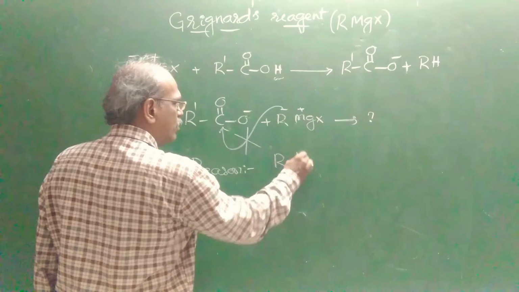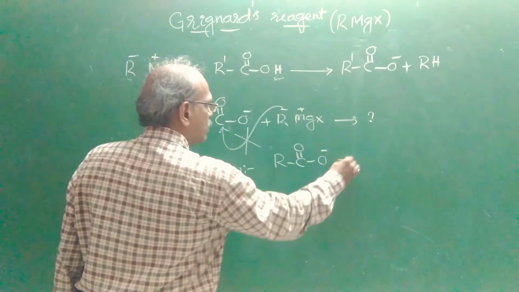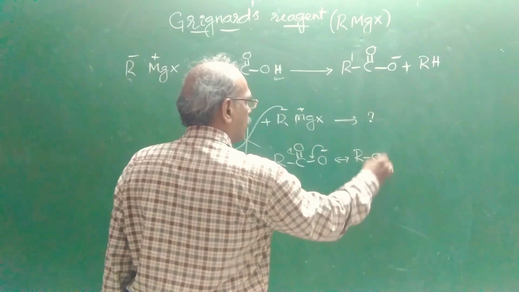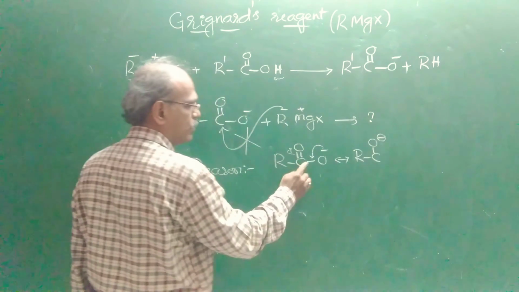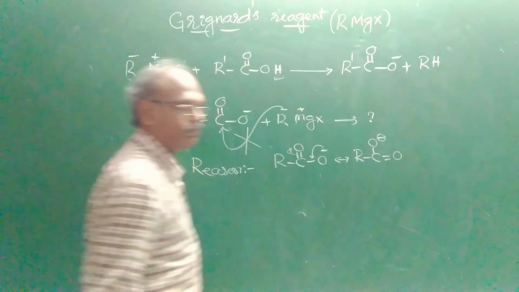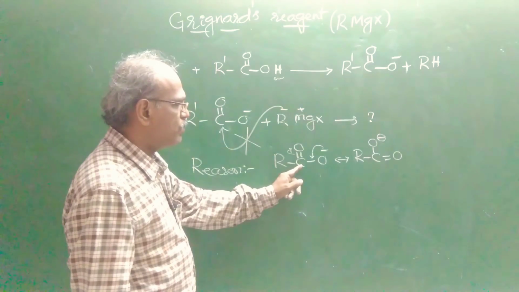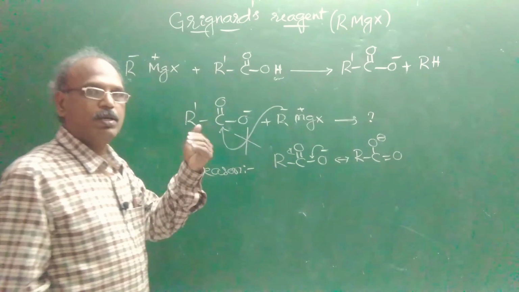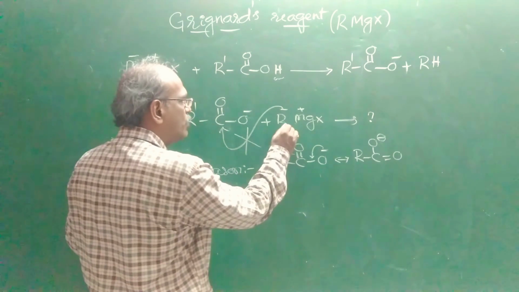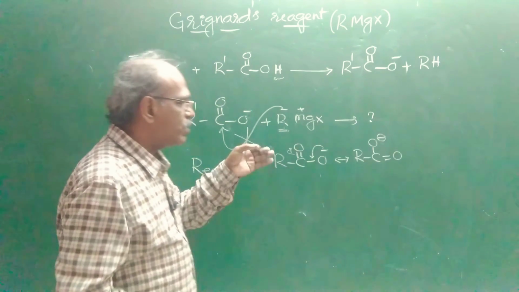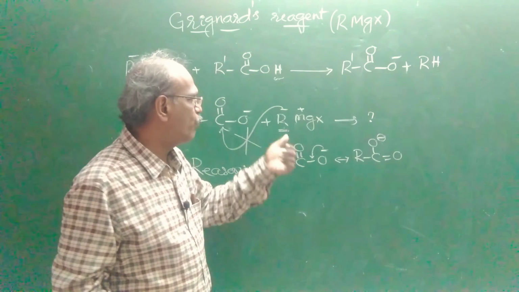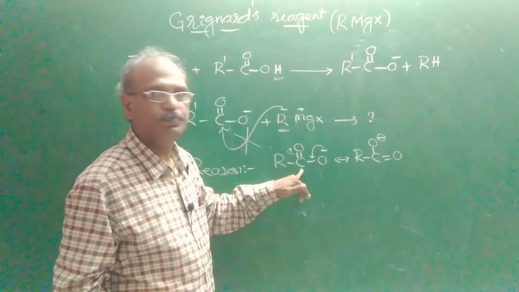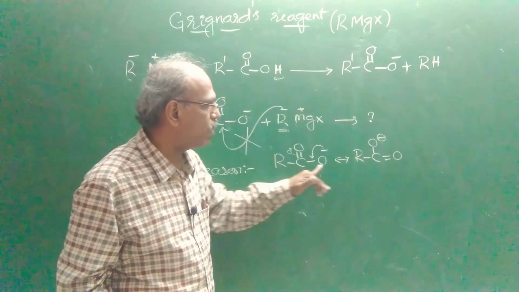One thing is RCOO minus is resonance stabilized. R–C single bond O minus, here double bond O. Because of resonance, the magnitude of the negative charge decreases, no doubt in it. But the nucleophilicity of R minus is not sufficient to attack on this carbonyl group, the carbonyl C double bond of the carboxylate ion.